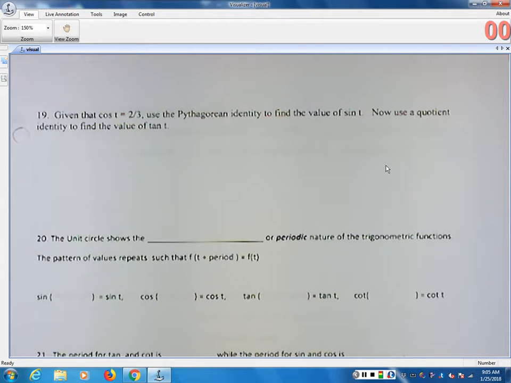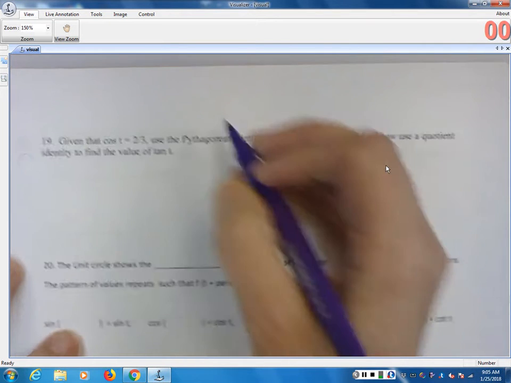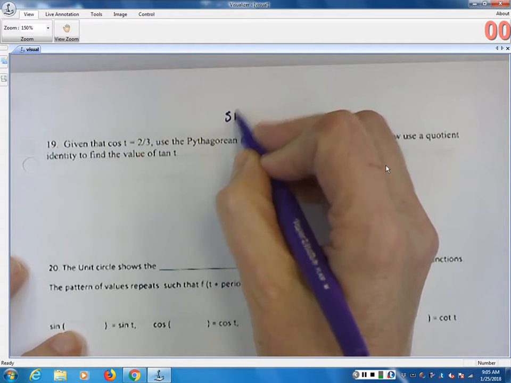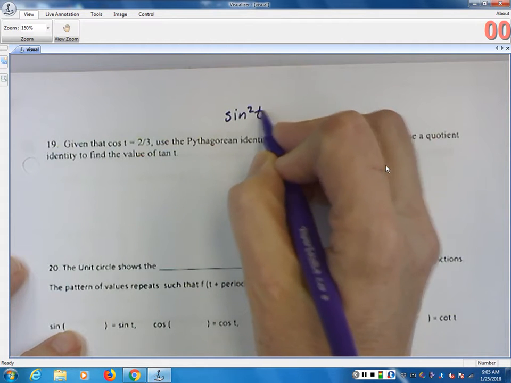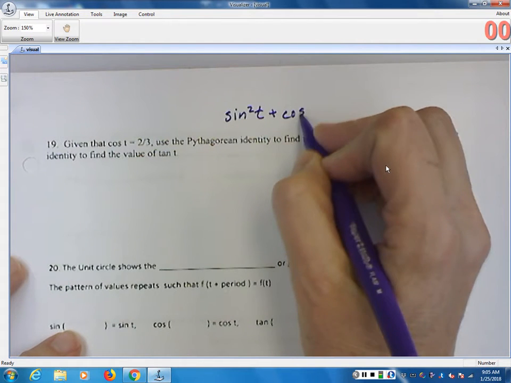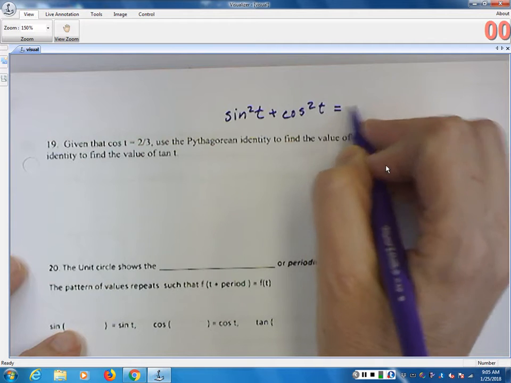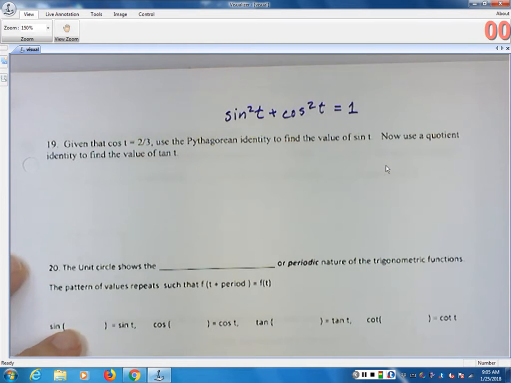Okay, so on the previous page, we said to memorize the Pythagorean identity, sine squared t plus cosine squared t equals 1. And from that, you can figure out the rest of the identities as long as you know the other identities. You've got to memorize stuff. Quizlet out there to help you.